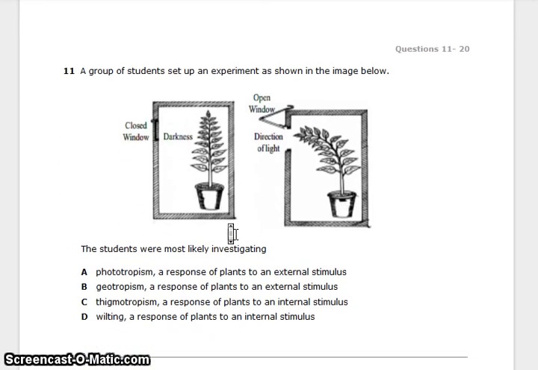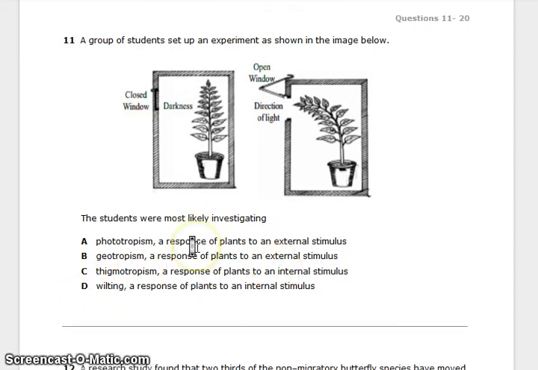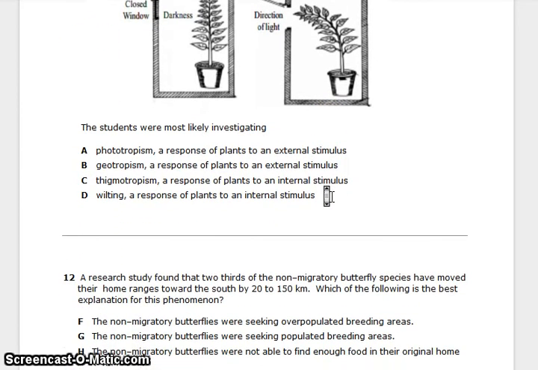11. A group of students set up an experiment as shown in the image below. The students were most likely investigating A. Phototropism, a response of plants to an external stimulus. B. Geotropism, a response of plants to an external stimulus. C. Thigmotropism, a response of plants to an internal stimulus. D. Wilting, a response of plants to an internal stimulus.